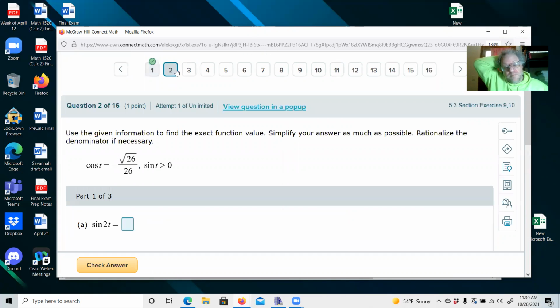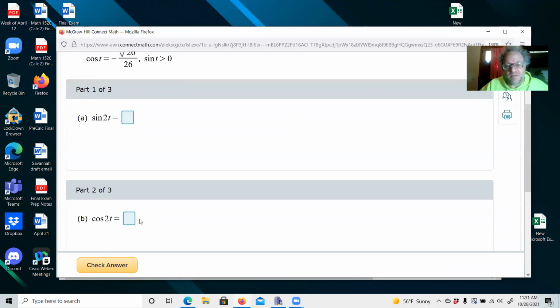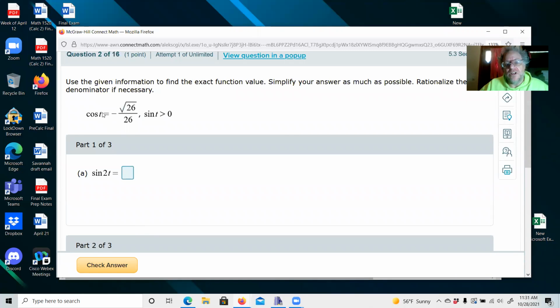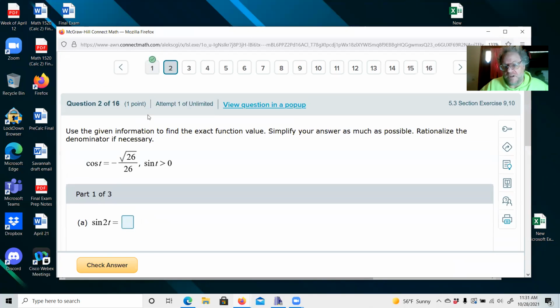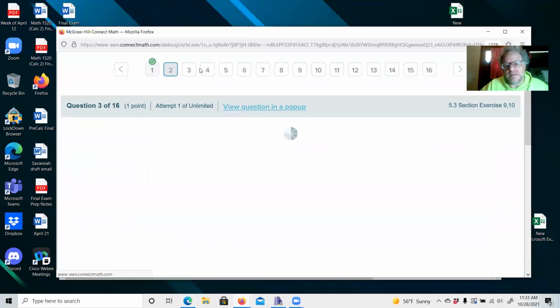Okay, so there are a lot of problems like this. This is effectively the same problem we just did, except that cosine is negative, but sine is positive. That's going to happen in the second quadrant. So when I go to draw my picture, I'm going to draw it in the second quadrant.